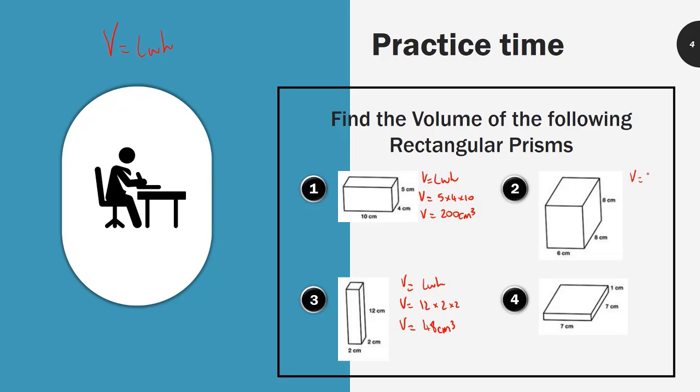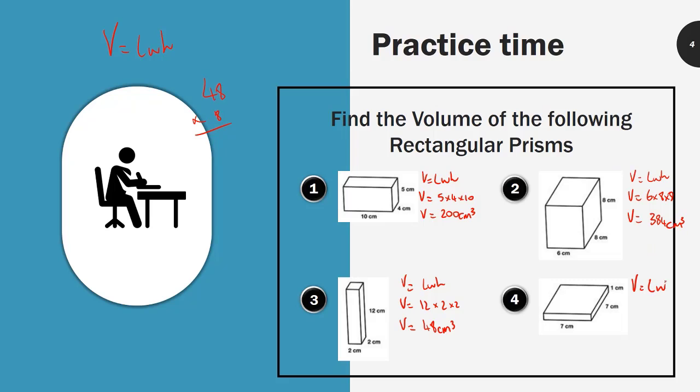This next one here, I've got length times width times height, and I need to do 6 times 8 times 8, okay? So 6 times 8 gives me 48, and 48 times 8 gives me 384, okay? And you're probably going to have to do 48 times 8 to work that one out. That's fine. I've actually got a calculator sitting next to me, so I'm sort of cheating here.